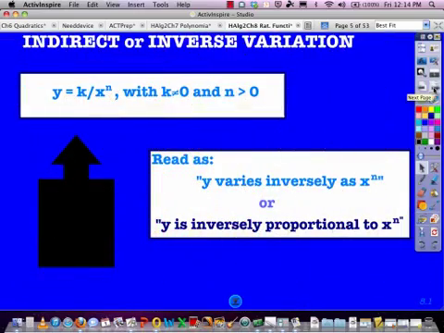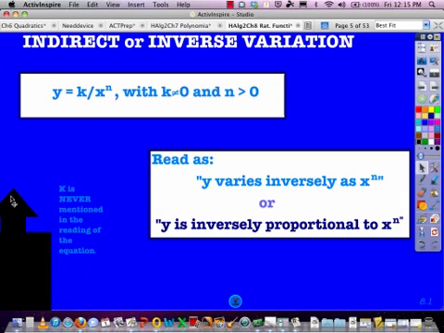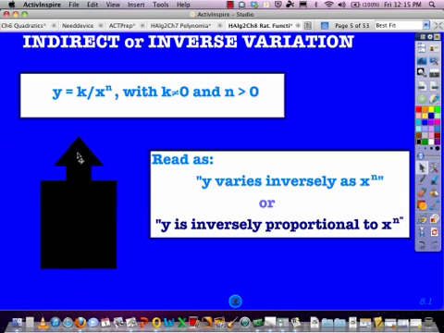Look at this one. It looks very similar in terms of the slide as well as the setups. Y equals k divided by x to the n, where k again is non-zero and n is greater than 0. Again, we're mostly dealing with positive exponents. This time, though, instead of a multiplication look, we have a division look. It's read as y varies inversely as x to the n, or y is inversely proportional to x to the n. When we go through the process again, that k value is never mentioned. It is the constant.